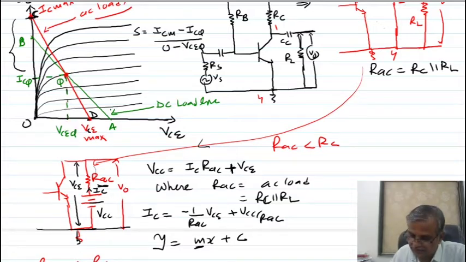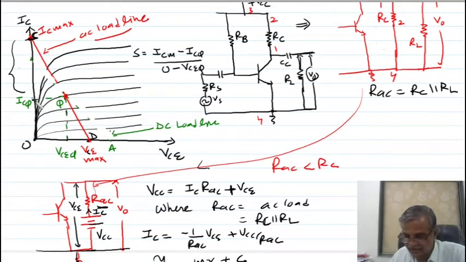The slope of this line, which line am I writing, if you don't understand, only the red line. The slope of the red line means the AC load line. What is the slope? IC max minus ICQ upon 0 minus VCQ. This value is 0 minus VCQ. This value is IC max minus ICQ. The slope of this line is IC max minus ICQ upon 0 minus VCQ.